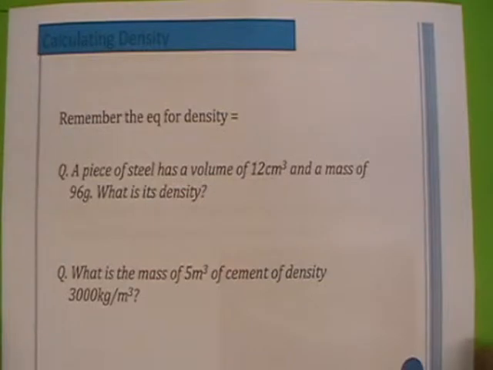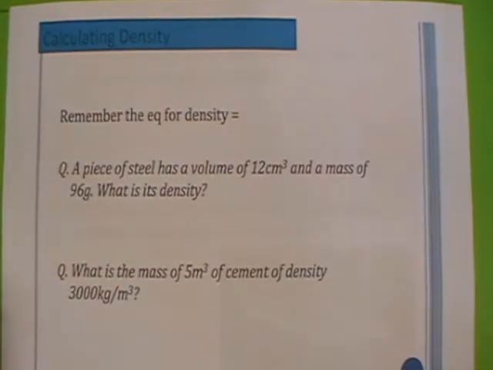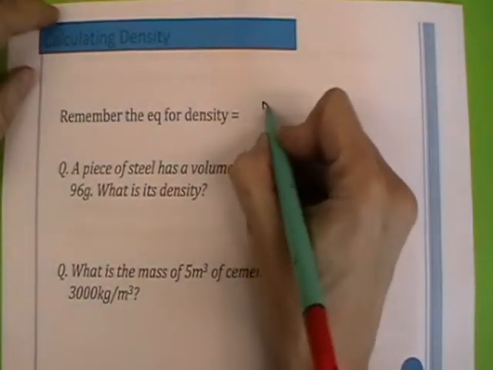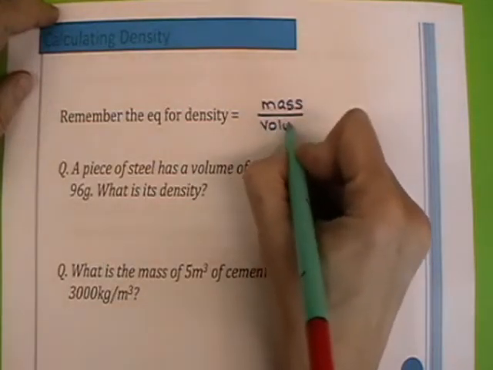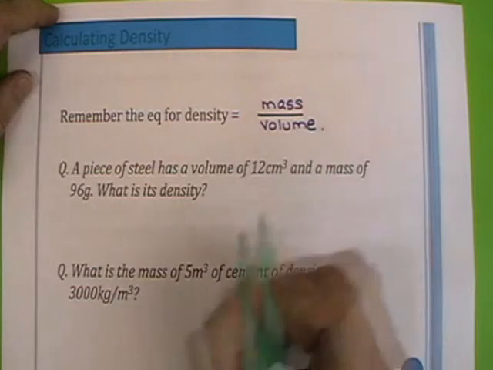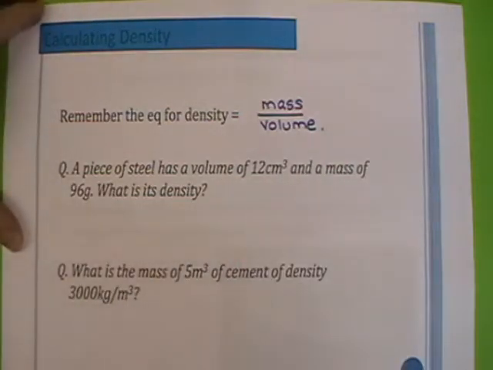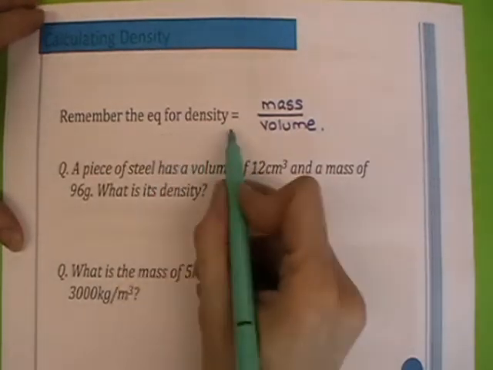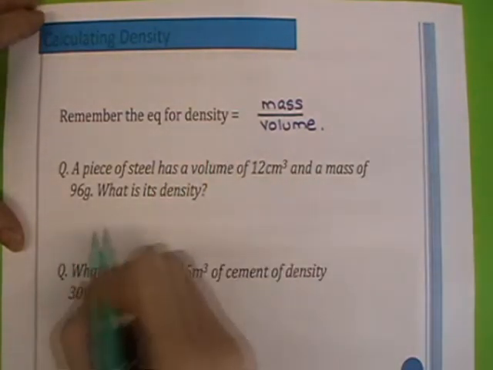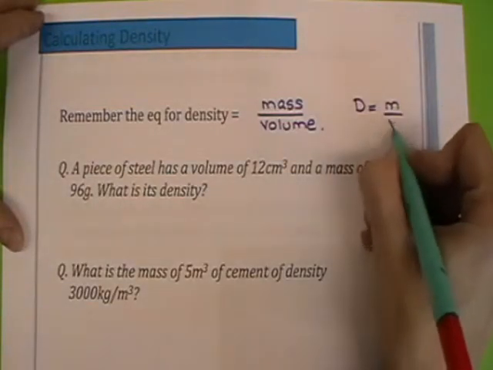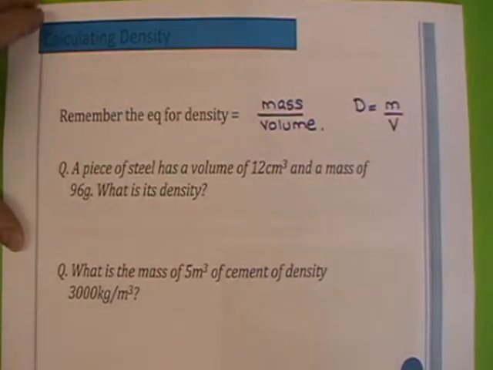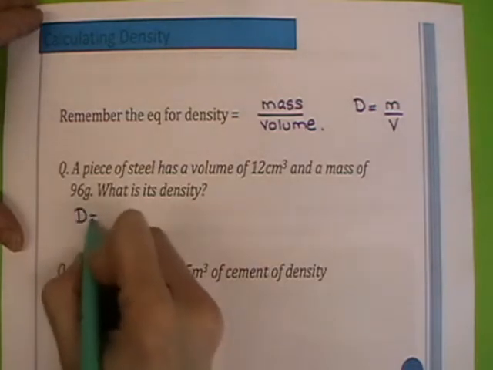Calculating density. The formula for density is mass divided by volume. The symbol we use for density is something called rho, and it's like a P. You can either use a capital D or a P. We'll just use a capital D. So we shorten that to density is mass over volume. Volume is usually a capital V. So density equals mass over volume.